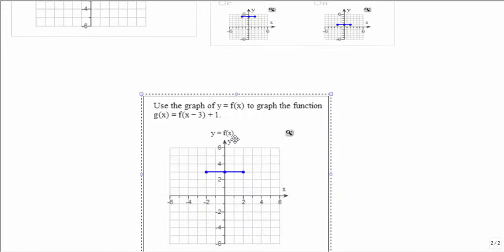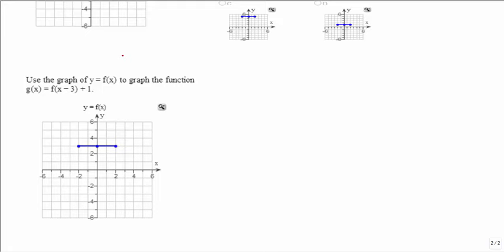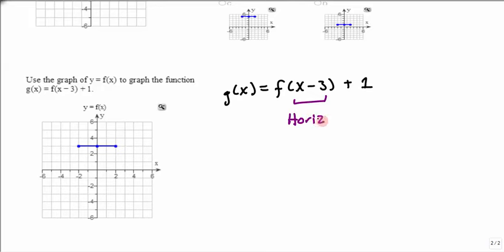It's the same graph that we were just looking at. It even goes through y equals 3. But here we have 2 transformations. So let's look at g of x equals f of x minus 3 plus 1. Okay, so we have 2 transformations. First of all, this will be a horizontal transformation because it's within the argument. This one will be a vertical transformation because it's on the outside, so I do exactly what it says. This will be a vertical shift up 1 unit.